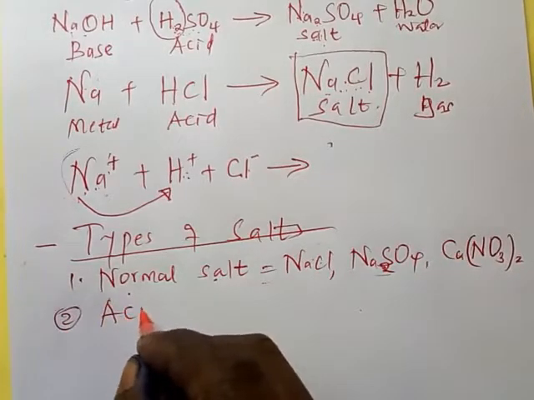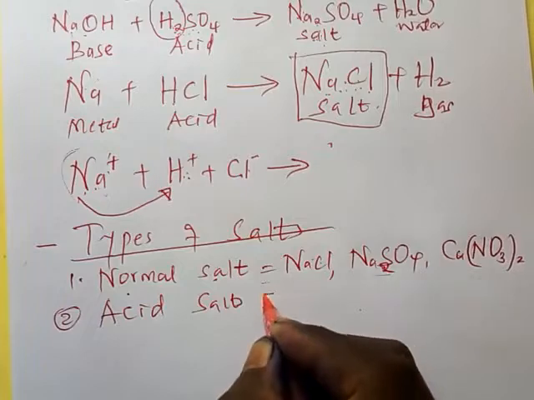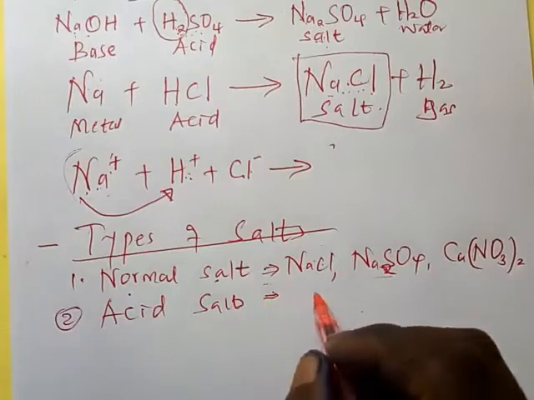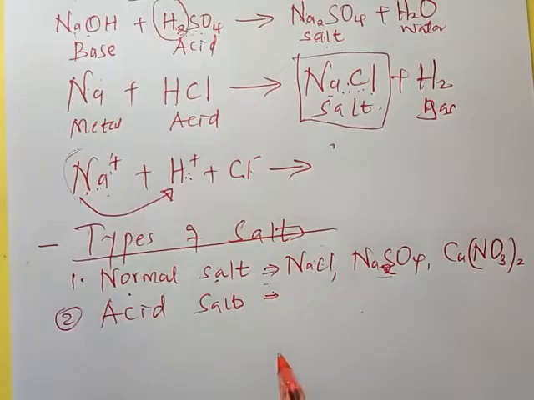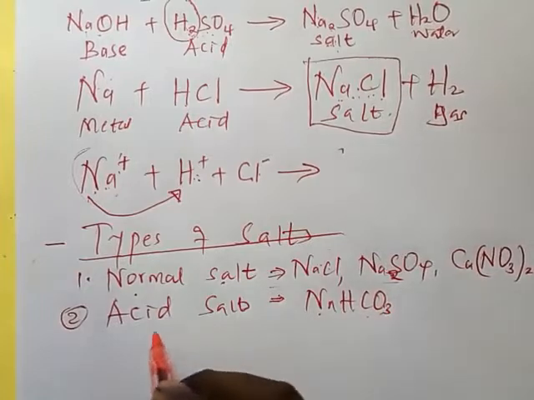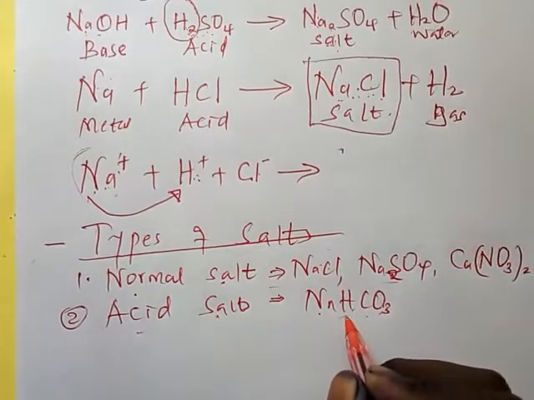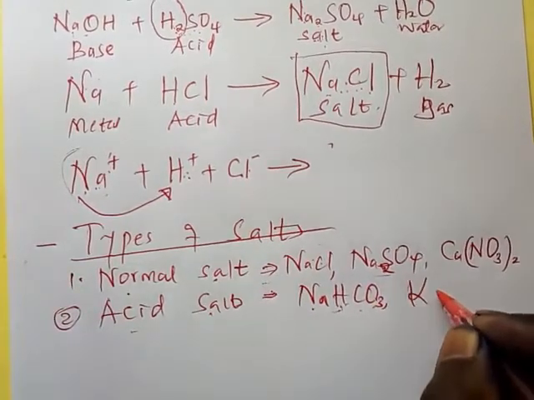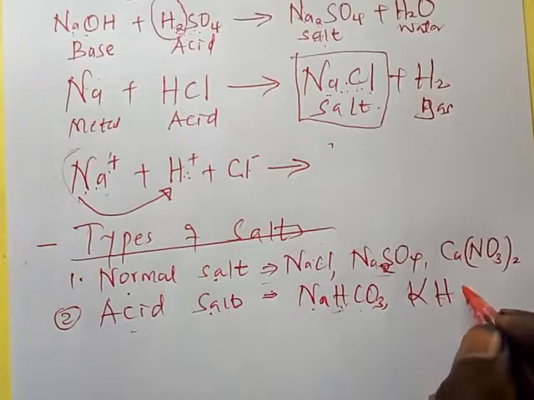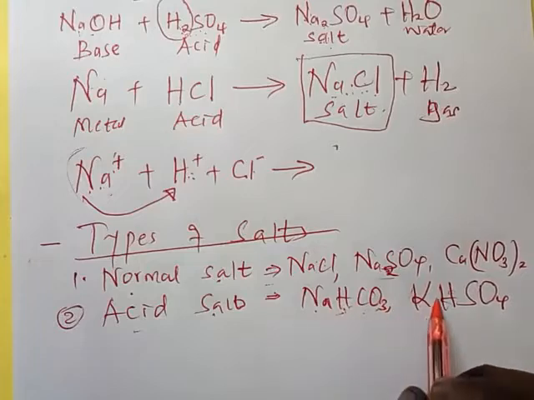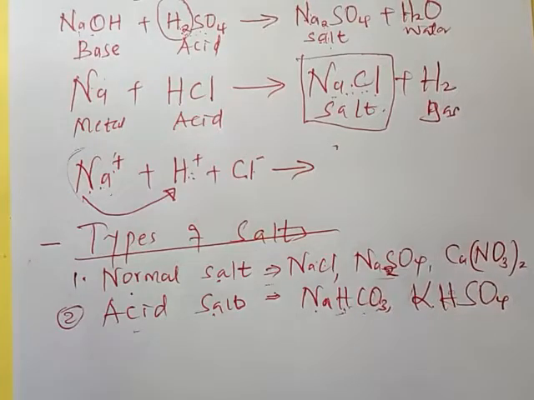Number 2, we have acid salts. It is important for you to know that acid salts are salts which contain replaceable hydrogen in them. An example of this is sodium hydrogen carbonate. Sodium hydrogen carbonate is an acid salt because it contains a replaceable hydrogen. Another example is potassium hydrogen carbonate, or even hydrogen sulfate. These contain replaceable hydrogen, therefore they are called acid salts.